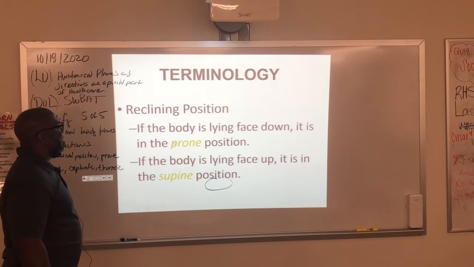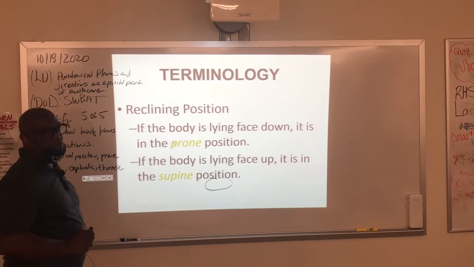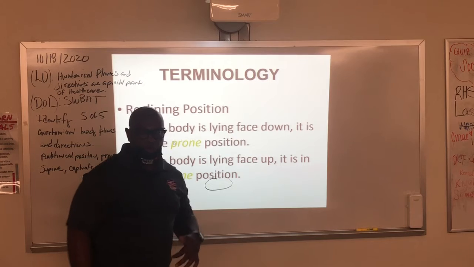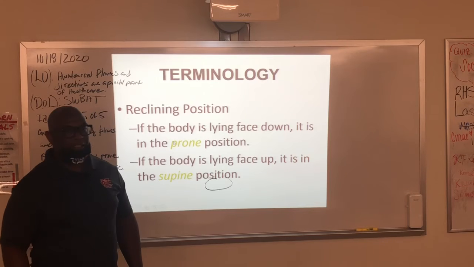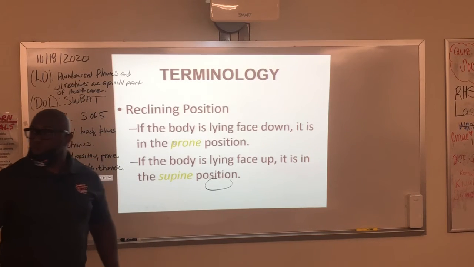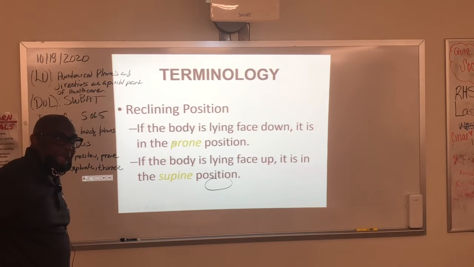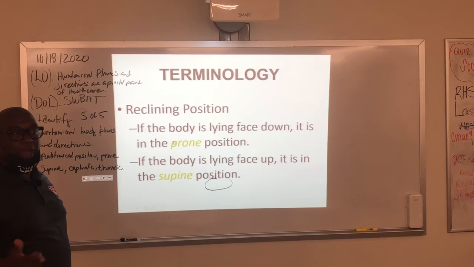Reclining position. If the body is lying face down, it is in the prone position. You need to remember that. If the body is lying face up, it is in the supine position. For example, on the prone position, if somebody had just come out of a back surgery, most of the time they are going to be in a prone position, lying face down. Supine means being on your back. You can remember that as supine. You have a spine back here, right? So if you're lying on your spine, that will be supine.